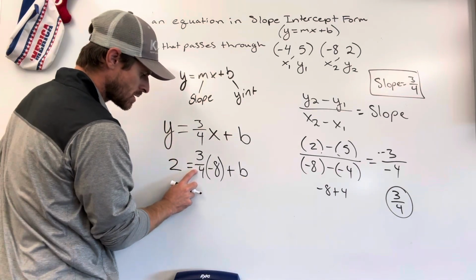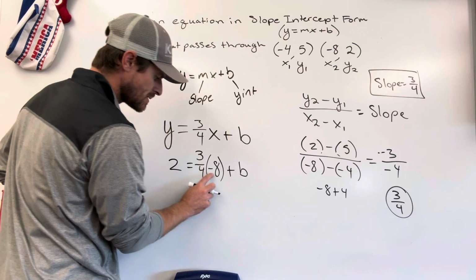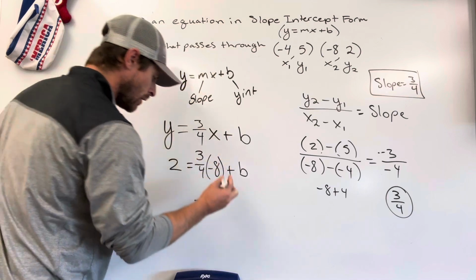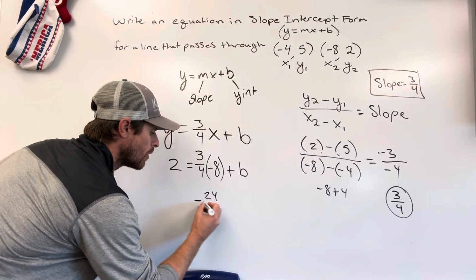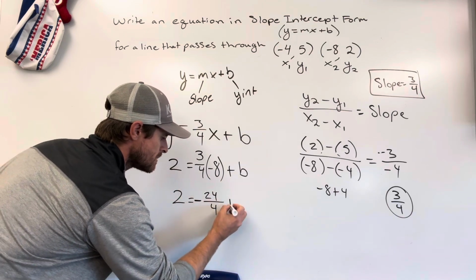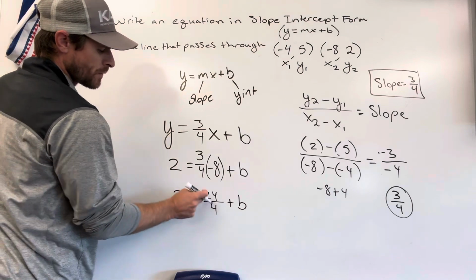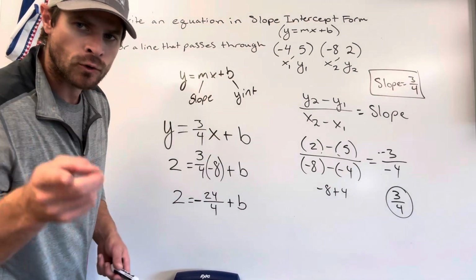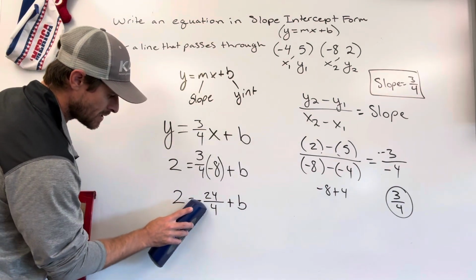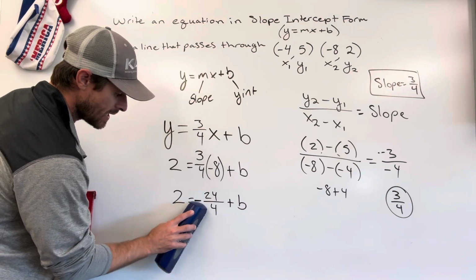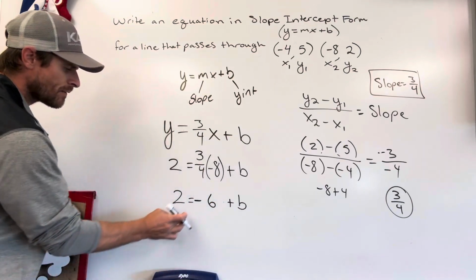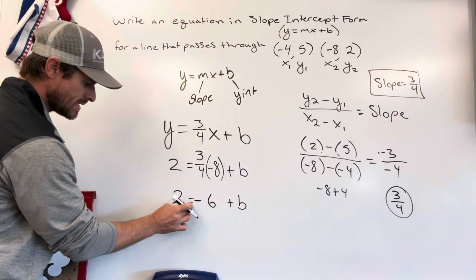So 3/4 times negative 8, well, a positive times a negative comes out as a negative. 8 times 3 is 24. So we're going to get negative 24/4 equals 2 plus b comes down. Negative 24/4, that's a nice, neat number. 4 goes into 24 how many times? You guessed it, 6. So let's just erase negative 24/4. Keep the negative part, but just change that to a 6. Now I've got negative 6 plus b is equal to 2.